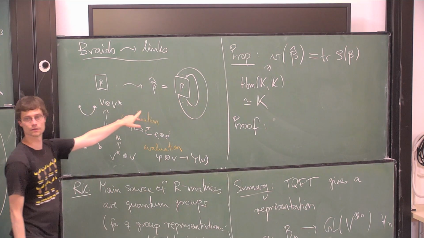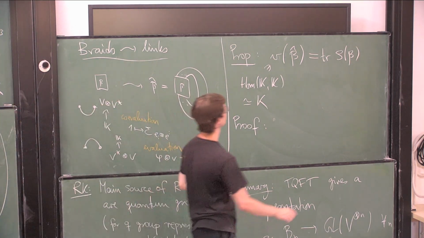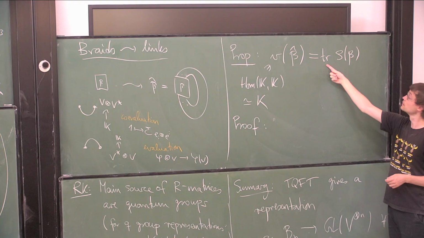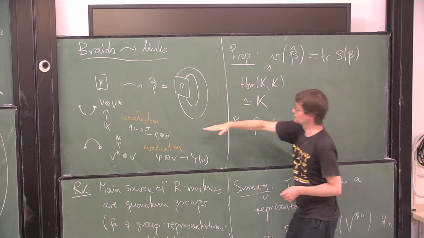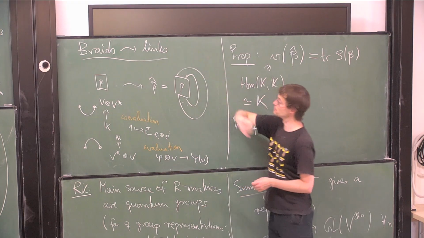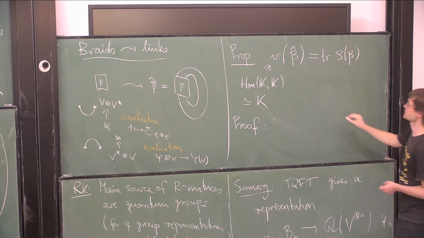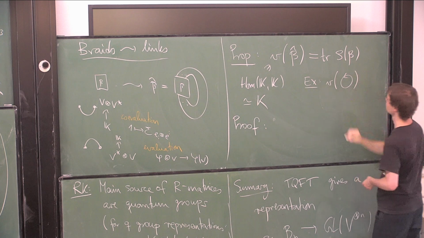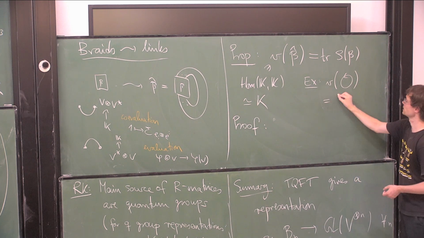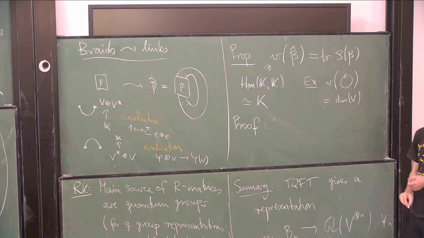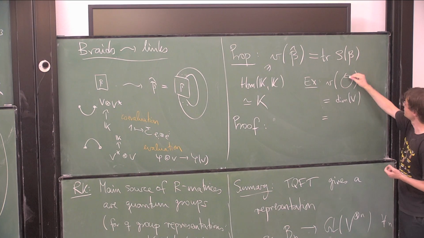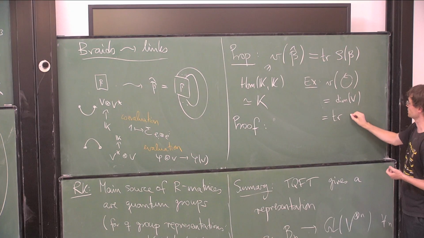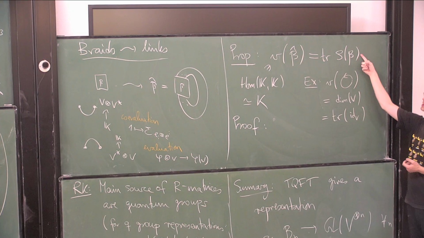Is this statement clear? What the symbols mean? This is the matrix associated to my braid. I take its trace, so I get a scalar. This scalar is the same thing as using this TQFT reading of this picture. By the way, we had one example yesterday. Yesterday we computed V of the circle. And what we found was the dimension of V. Remember? What is the map associated to the trivial braid? It's just the identity. So this is literally the trace of the identity.